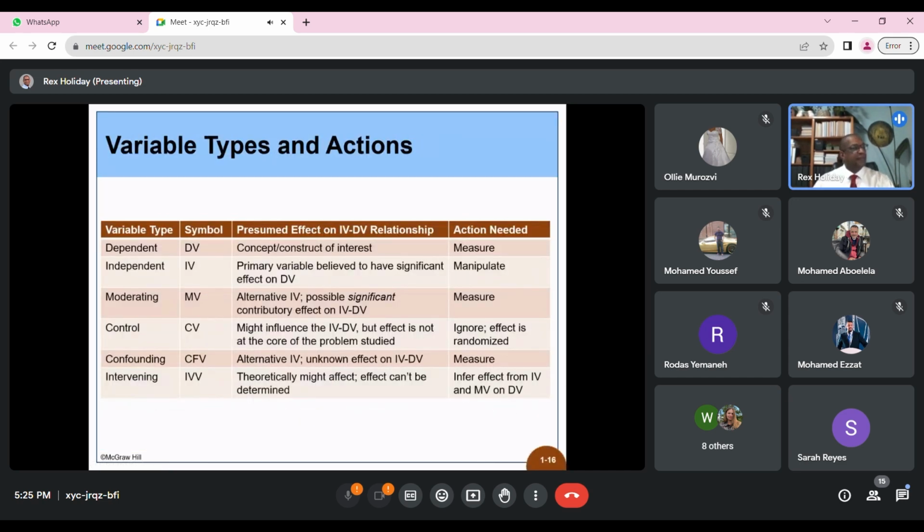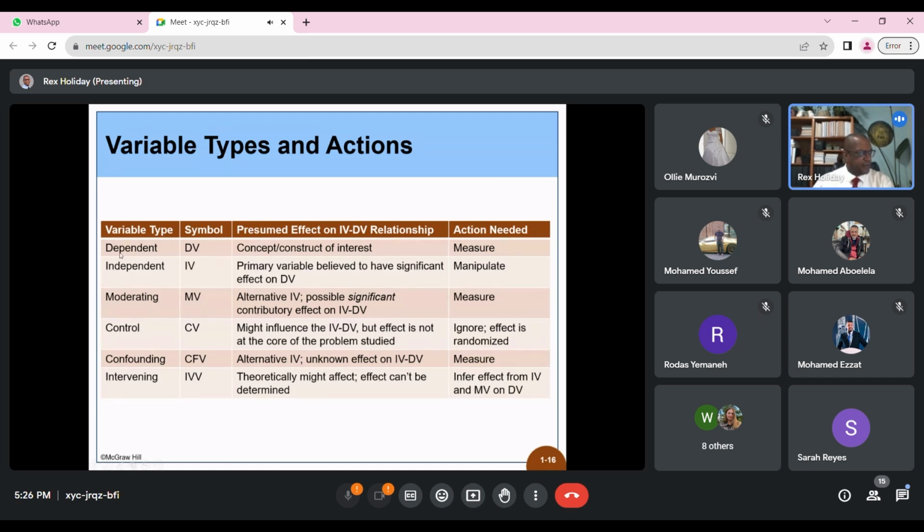Okay, so we talked about the variable types and the actions needed for those variables. Mostly everything that we review here will be on the final exam. So definitely speak up if you have any questions as we review some of the topics and concepts that we've covered in the course.